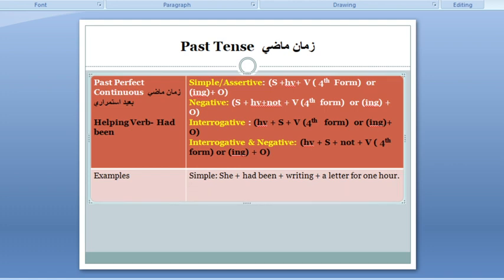Negative. She, now I'm sure you are familiar. She had, we'll use the not, been, she had not been writing a letter for 1 hour.